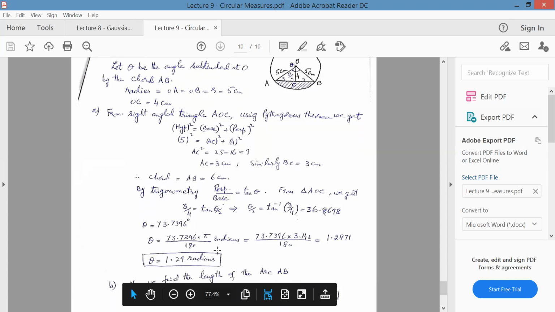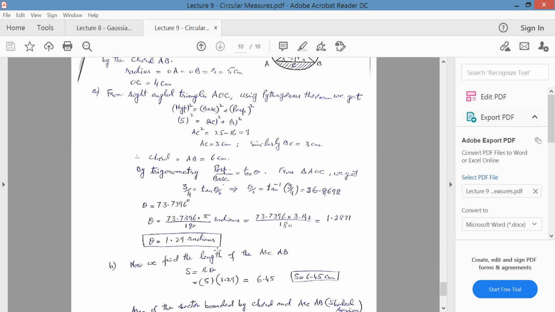Okay. Now we have to express this theta in radians because we need it in radians. So you have to multiply it with pi upon 180 and put the value of pi, that is 3.142. Simplify, the answer is coming to be 1.2871. So थोड़ा सा राउंड ऑफ अगर कर दें 71 हटा दीजिए तो 1.29 रेडियंस.